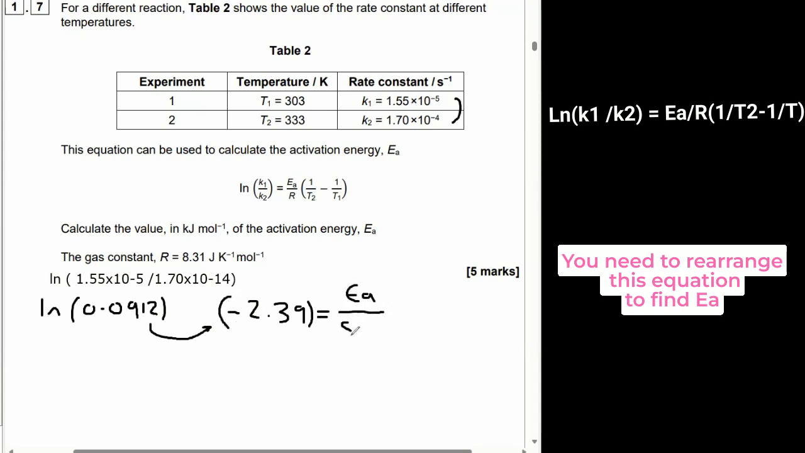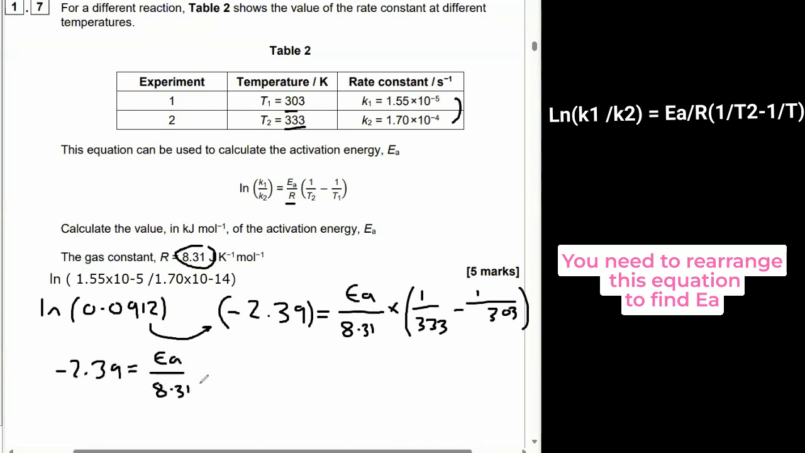So now I can simplify the equation and write that equals EA over 8.31, which is what R is, multiplied by 1 over T2 minus 1 over T1. So let's simplify it by going 1 over 333 minus 1 over 303. And if we pop that into the calculator and simplify that, we can turn that into one number that's easier to deal with. So let's do 1 over 333 minus 1 over 303. So we're going to get minus 2.39 equals EA over R, which is 8.31, multiplied by minus 2.97 times 10 to the minus 4.